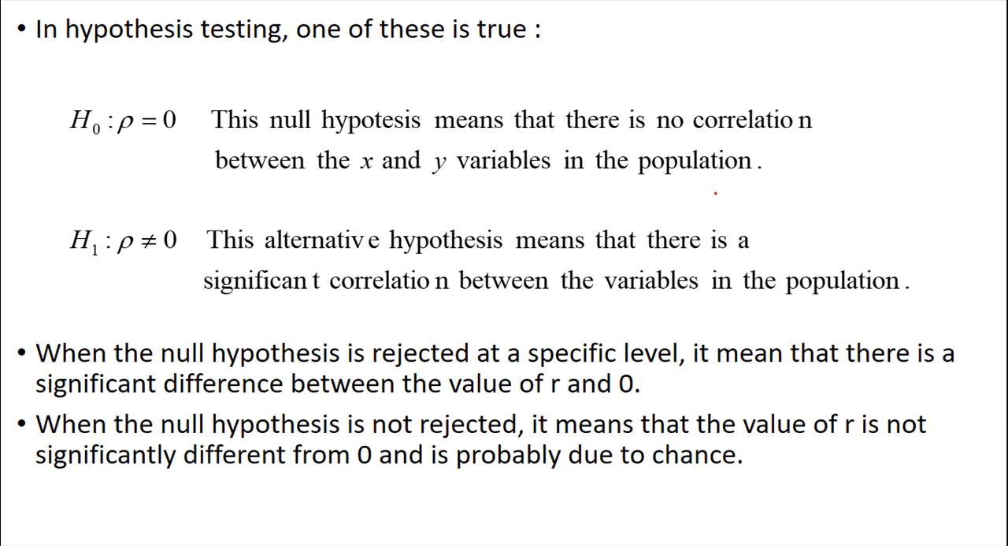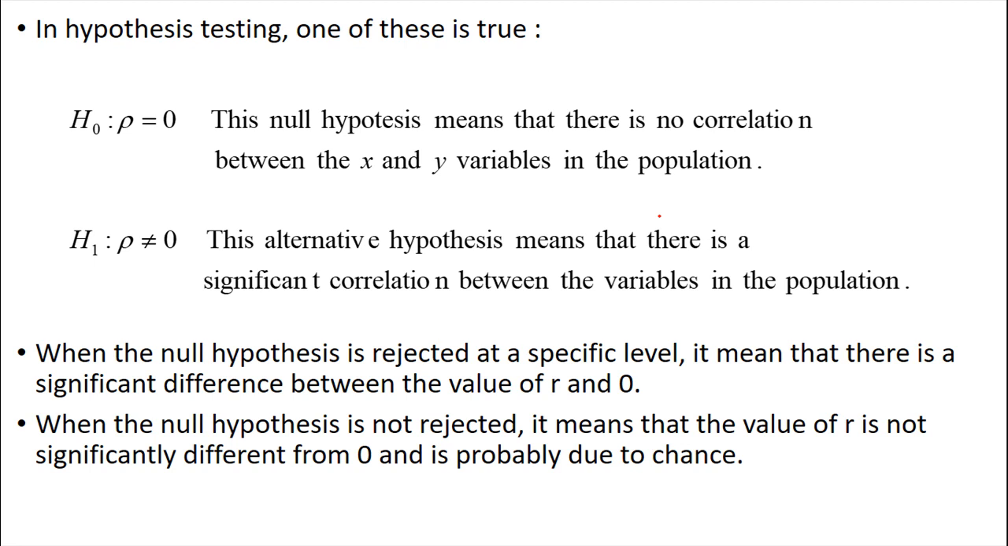In hypothesis testing, one of these hypotheses is true. So H null: rho is equal to 0, where rho is the population correlation coefficient, and this null hypothesis means that there is no correlation between the x and y variables in the population. The alternative hypothesis means that there is a significant correlation between the variables in the population.